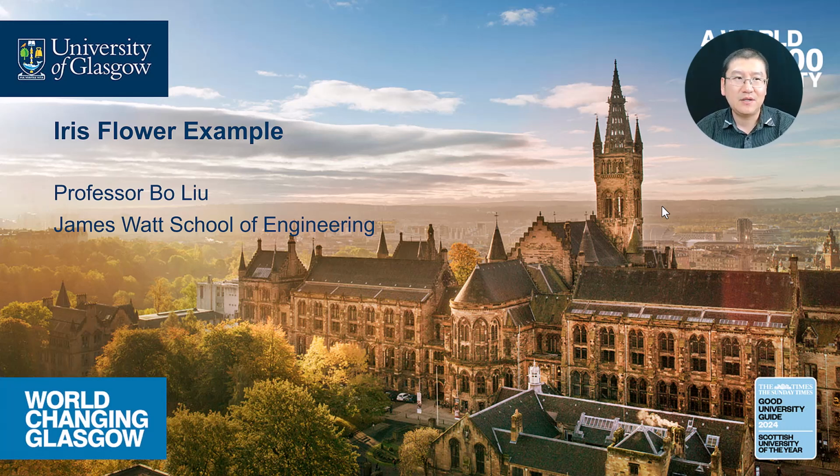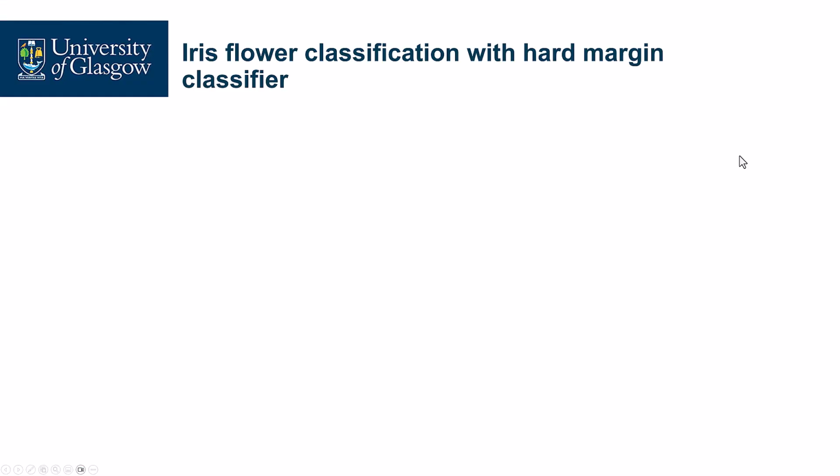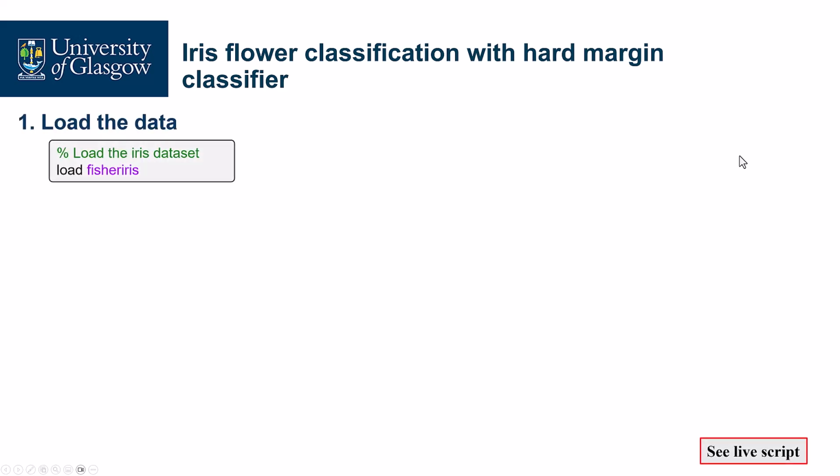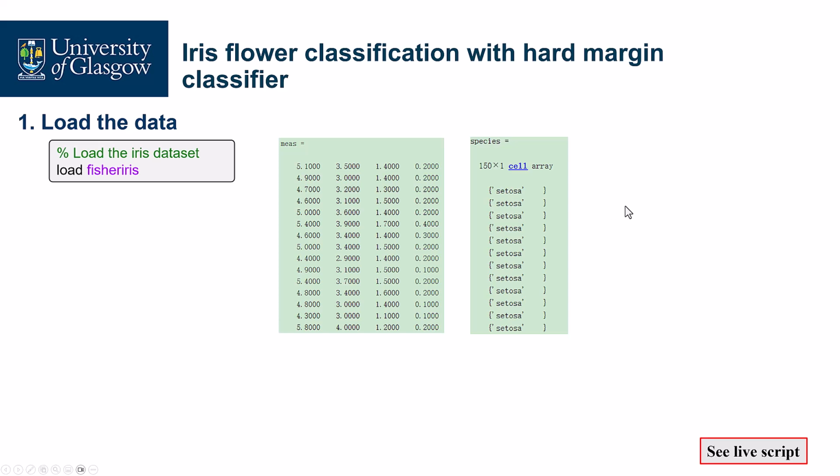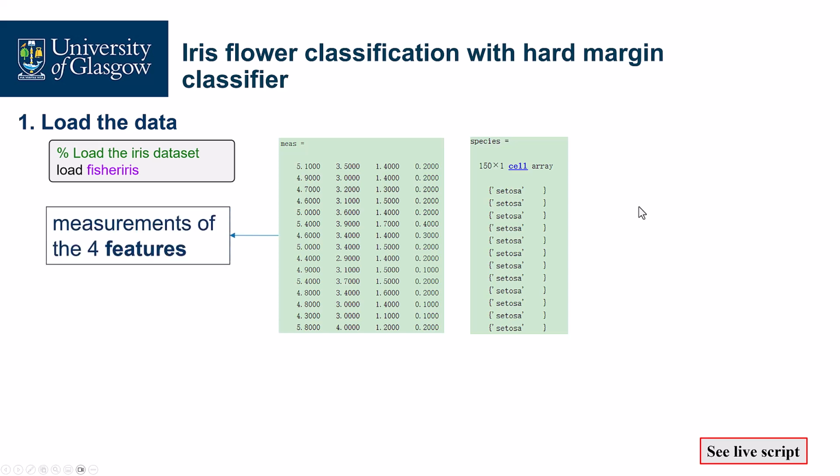So in this session, we will use the iris flower example to show the implementation of the MATLAB built-in function of SVM classification. Let's first see the hard margin one. Let's first load the data, load the feature iris. I think you have seen it quite a few times, right? These are the measurements of 4 features, and these are the labels.